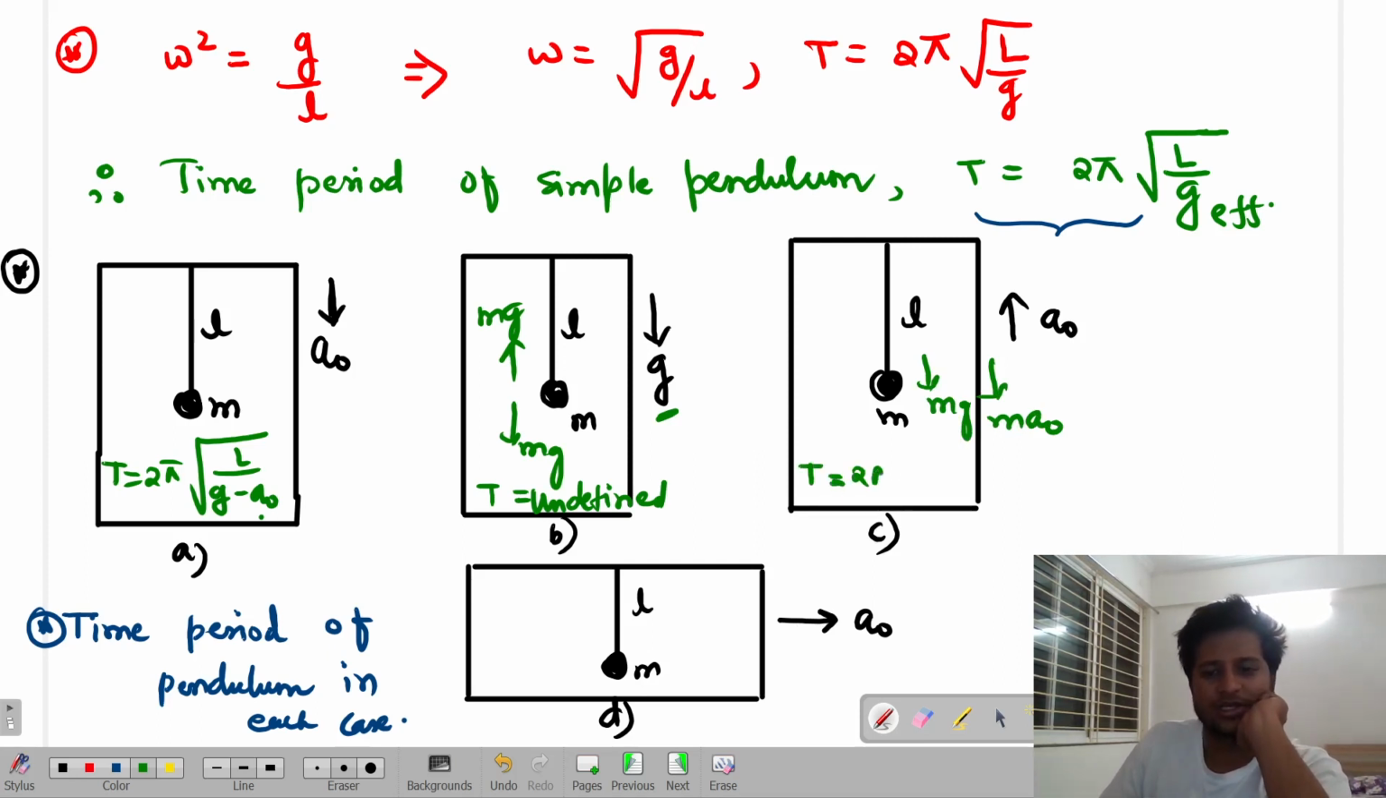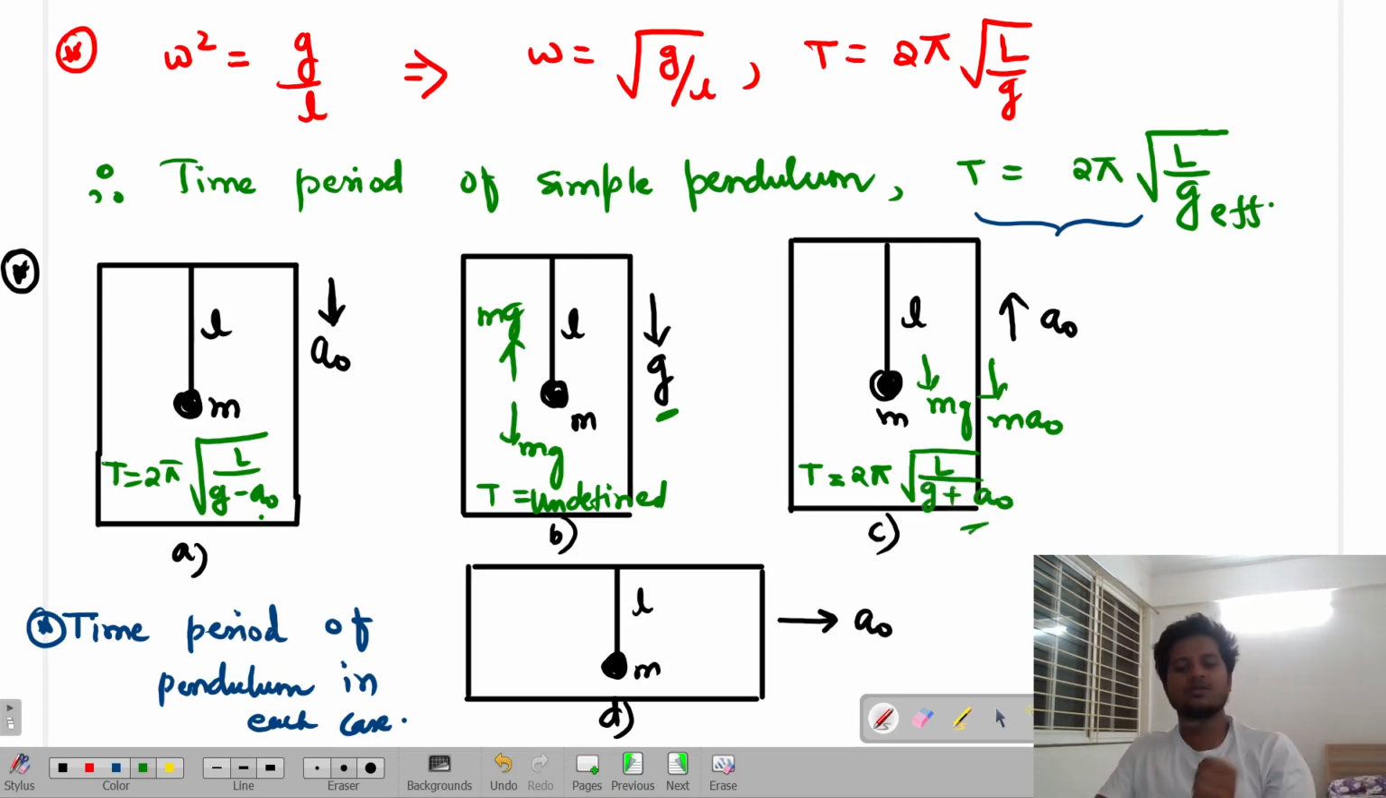No, that's not hypothetical. That is correct. If you are in air, for a bird, can we define the time period? No, because they are in the air. So this time period in the third case, wait. In the third case, the a naught is downwards, mg is also downwards. So this becomes L by (g plus a naught). This is my effective gravitational force.